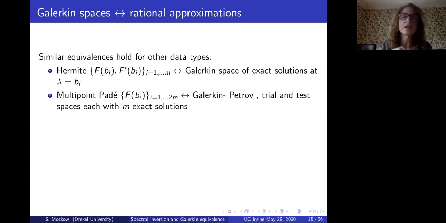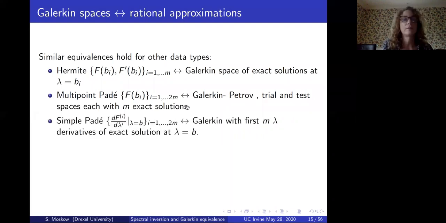And this would give you a Galerkin-Petrov approximation. That is, it would mean you would have an equivalent transfer function to using trial and test spaces, each with m exact solutions. So you take the first m of them and put them in the trial, and the second m and put them in the test space, or in any order. And you get the same transfer function. Similarly, you could do simple Padé.